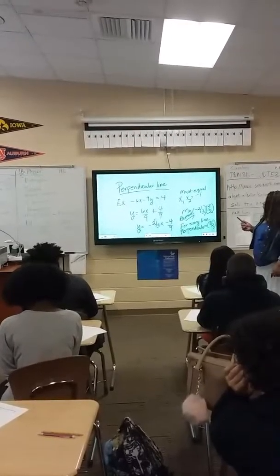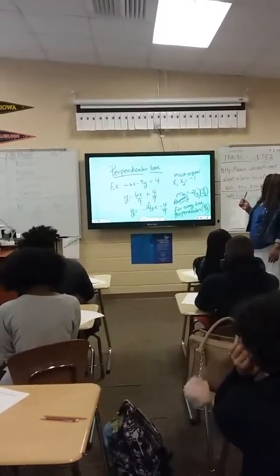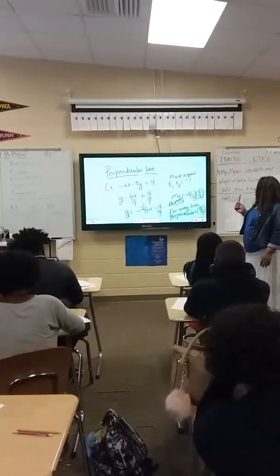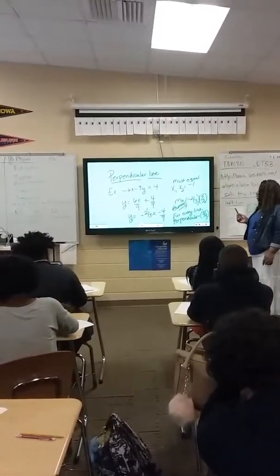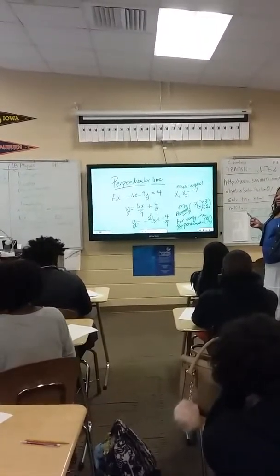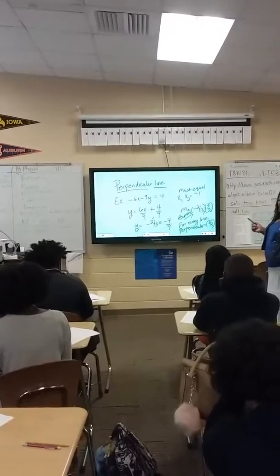For a perpendicular line, the slopes x1 and x2 must multiply to equal -1, because we have to take the reciprocal. Remember when you do a perpendicular line, you have to take the reciprocal, right? Anybody remember that?